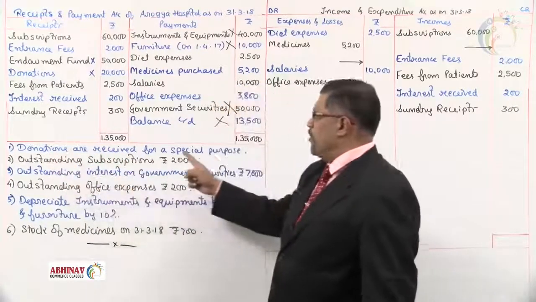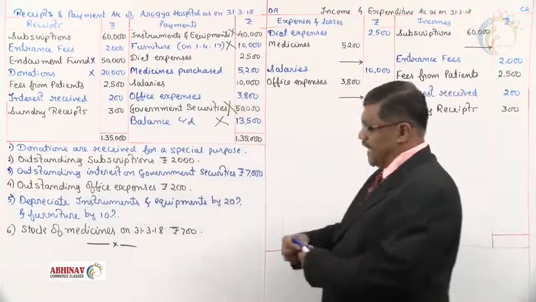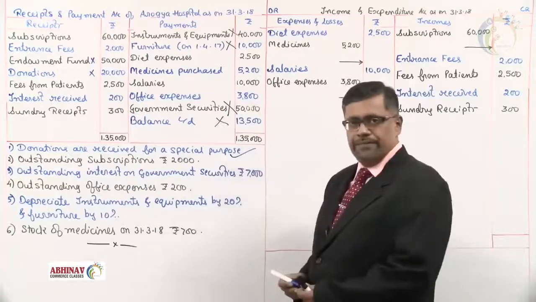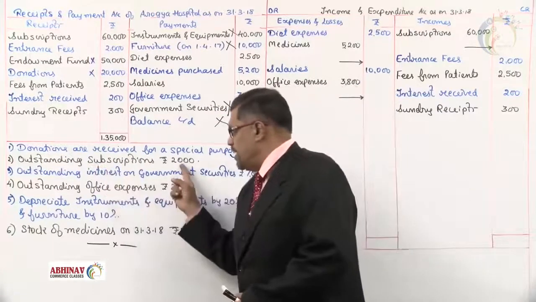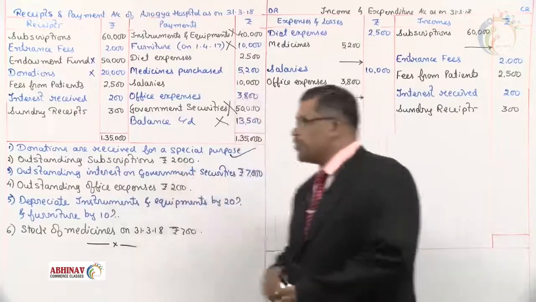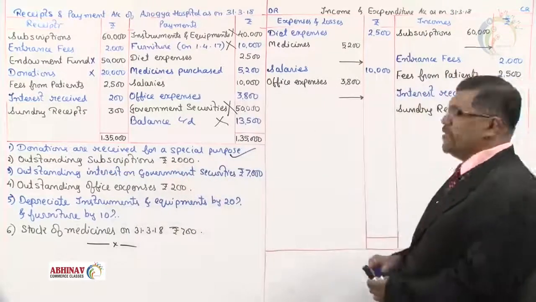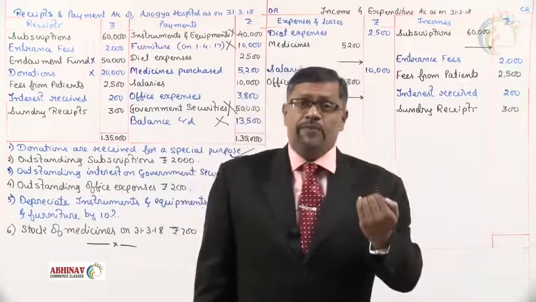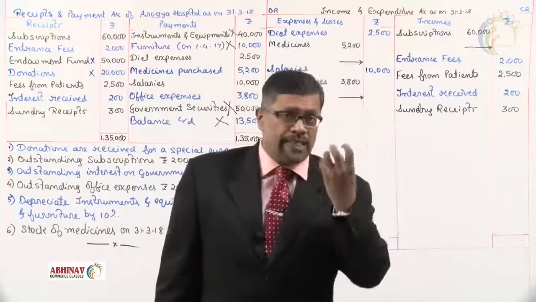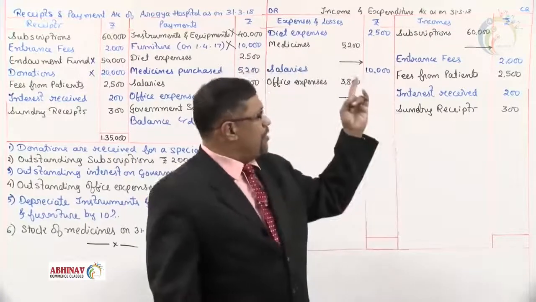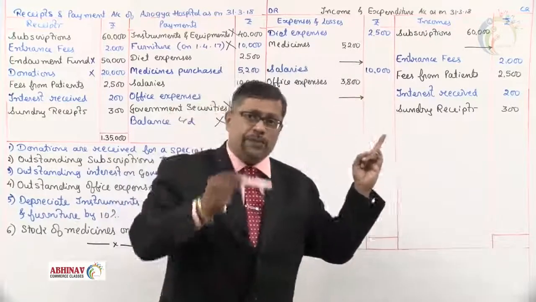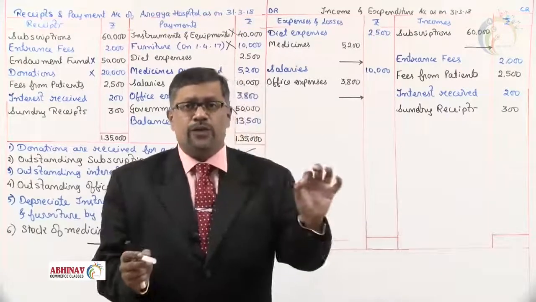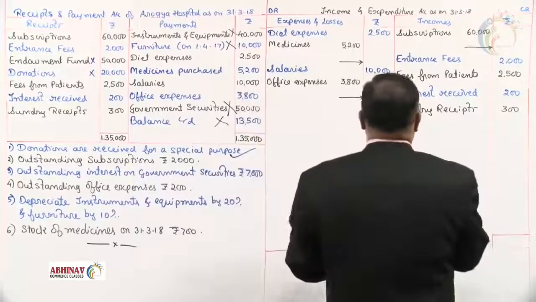Donations are received for a special purpose, and that is the reason why we have taken it as capital. So this effect already we have given. Next, outstanding subscriptions, rupees how much? 2,000. How much subscriptions we have received? 60. Outstanding means still 2,000 we have to receive. What we have to receive still is our income. How much received? 60. Still to be received 2,000. That means your total subscriptions are how much? 62,000. Let us add it.